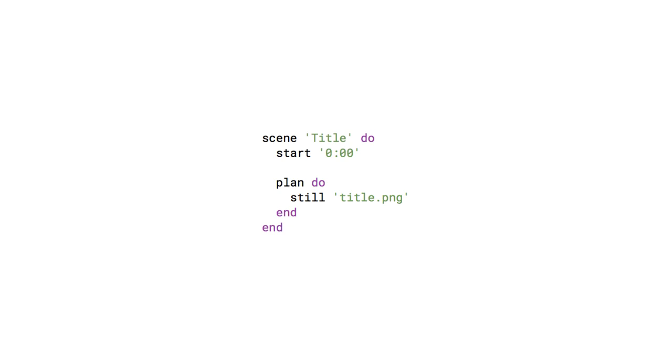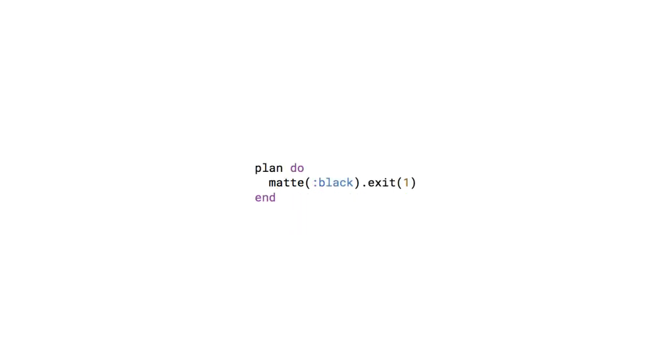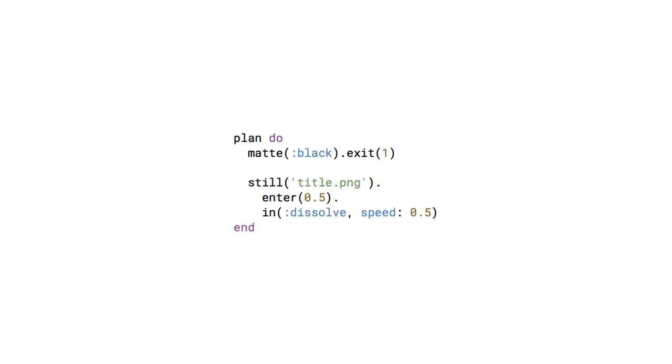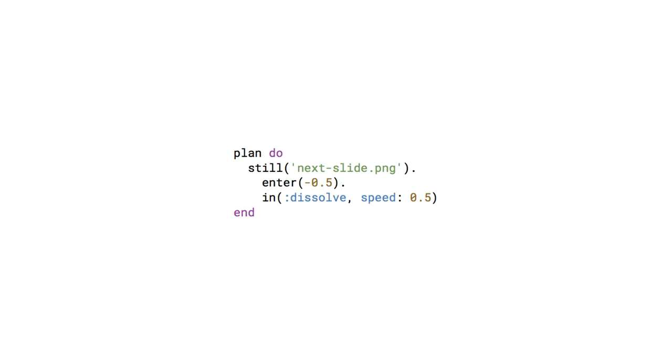The title screen was a bit fancy, though, because it faded in from black. We did this by first creating a matte black still frame, and then having our title screen dissolve in over it. If you want another scene to dissolve in over a previous scene, that's easy. Just have the first element of the new scene enter a half second early, and then dissolve in. Piece of cake!